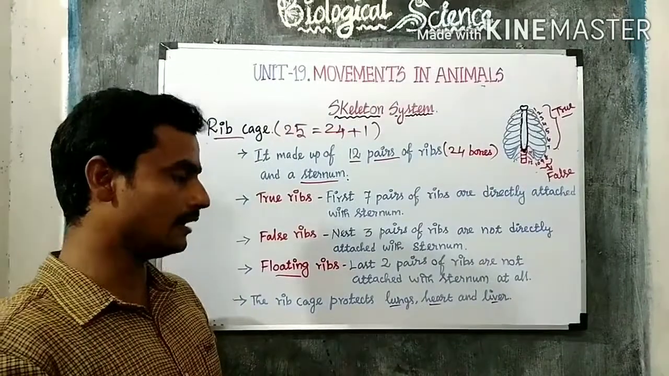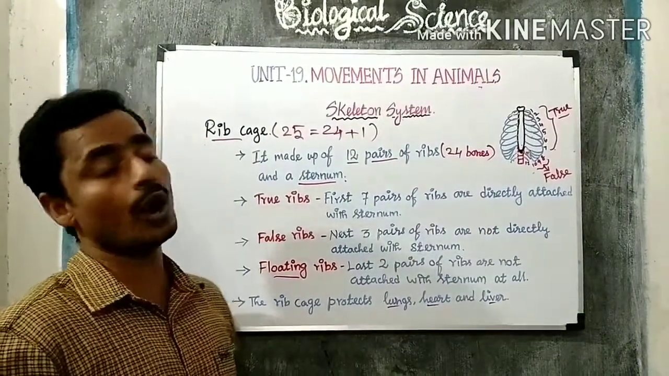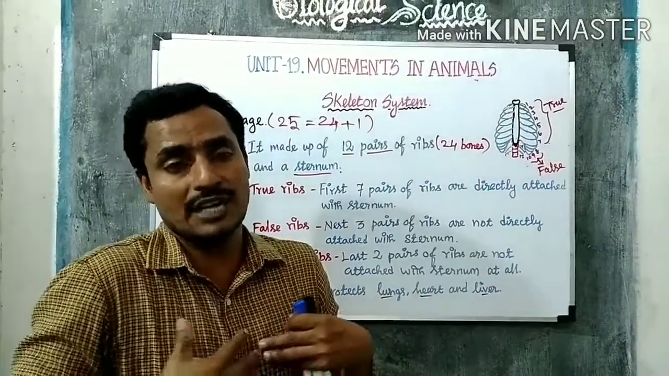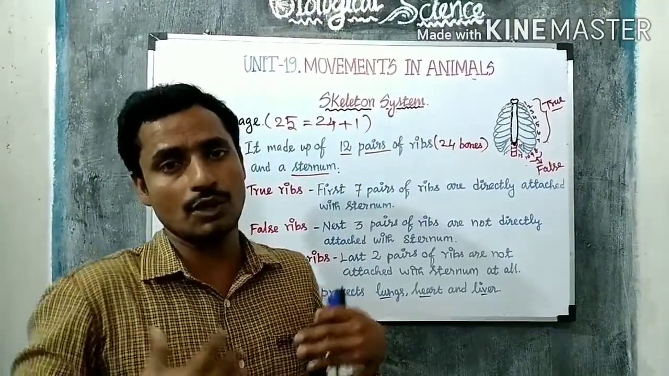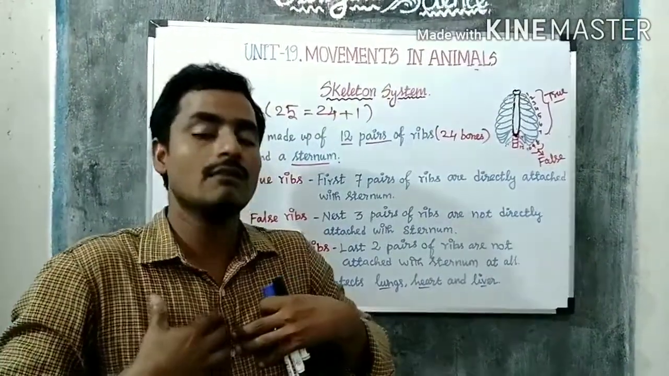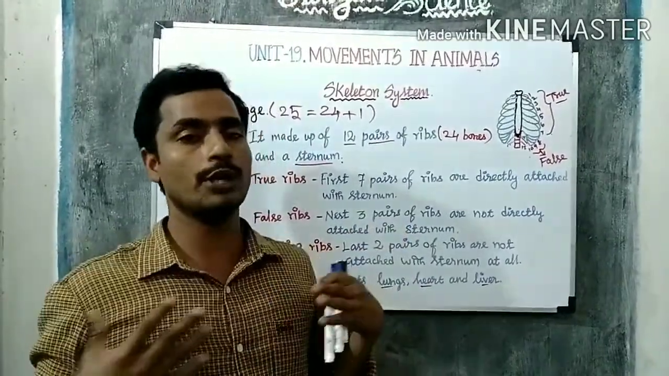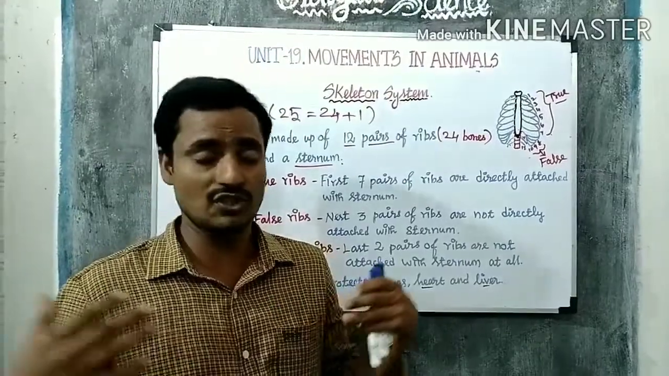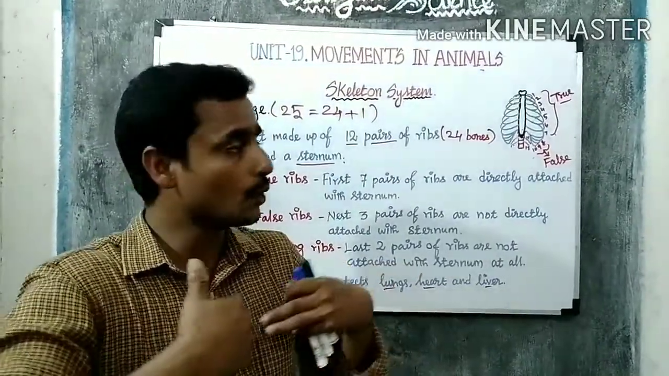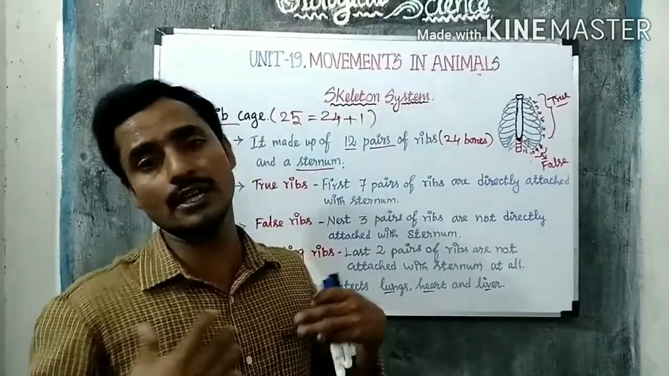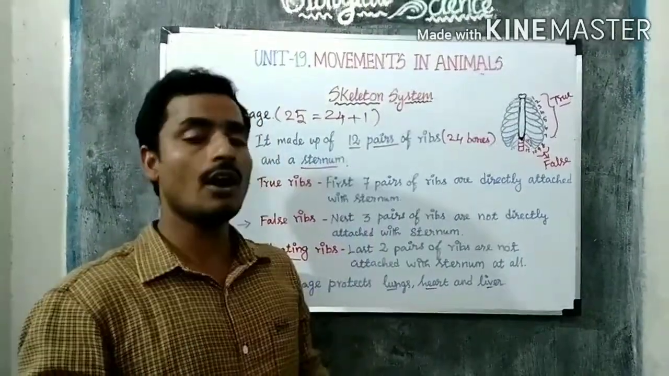This rib cage also allows breathing. During inhalation and exhalation, the rib cage will move. When inhaling, the ribs will move upward and outward. When exhaling, it goes into the relaxing condition, which means downwards. So it helps with breathing also.